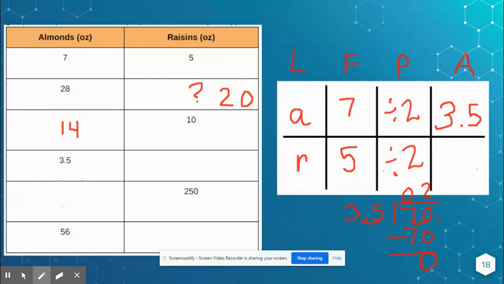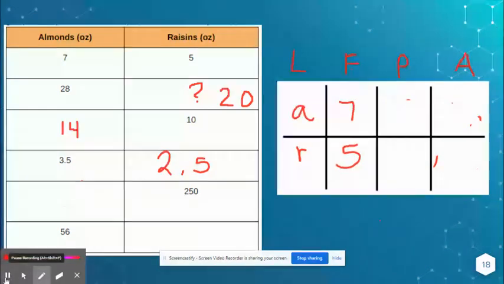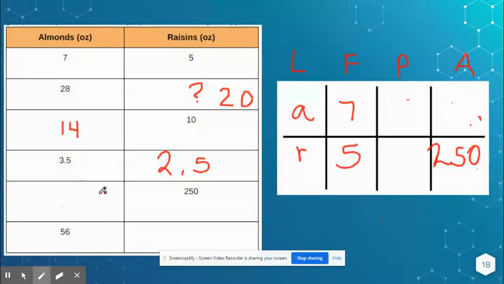So when you divide 5 divided by 2, you're going to get 2.5, or 2 and 5 tenths. So that's what you would write here, 2 and 5 tenths. Now for the next one, we know there are 250 raisins, so the 250 would go here. And now we're trying to figure out, for every 250 raisins, what's the ratio of almonds?